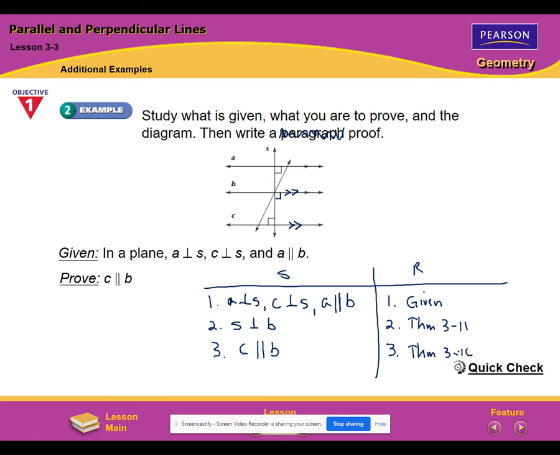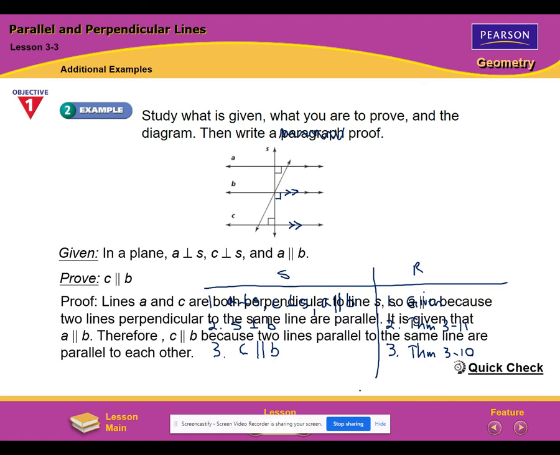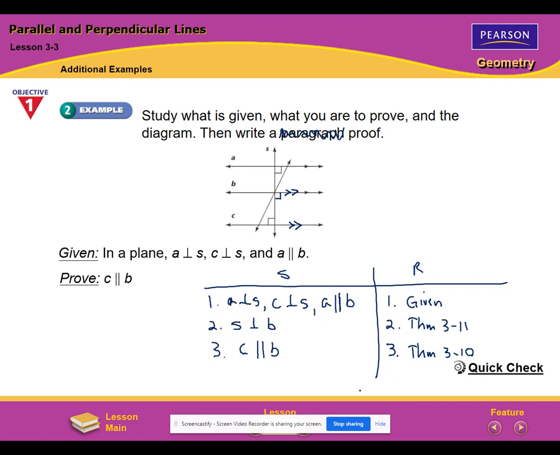So that was different, right? That's different than the proof writing that we've been doing, but it still follows the same structure, right? And you're not going to make much sense out of that paragraph, so just follow my 2-column proof.